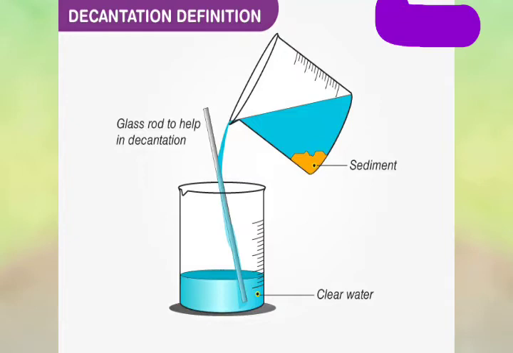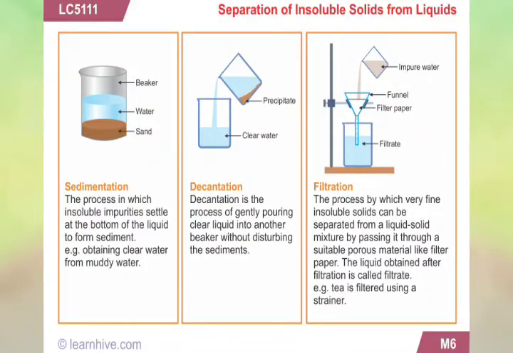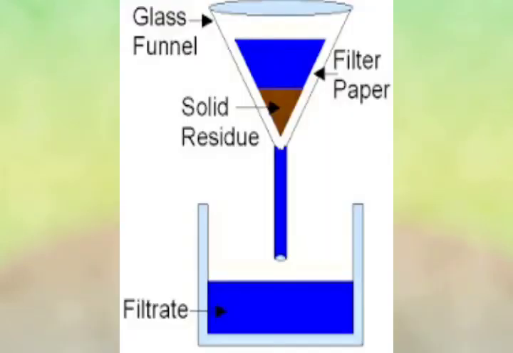Now we'll demonstrate an activity over here. Take some rice and water in a beaker and stir it. And now allow the mixture to stand for some time. You will see that the rice settles down at the bottom. This is called sedimentation. Now pour the water gently into another vessel without disturbing the rice. This is called decantation.